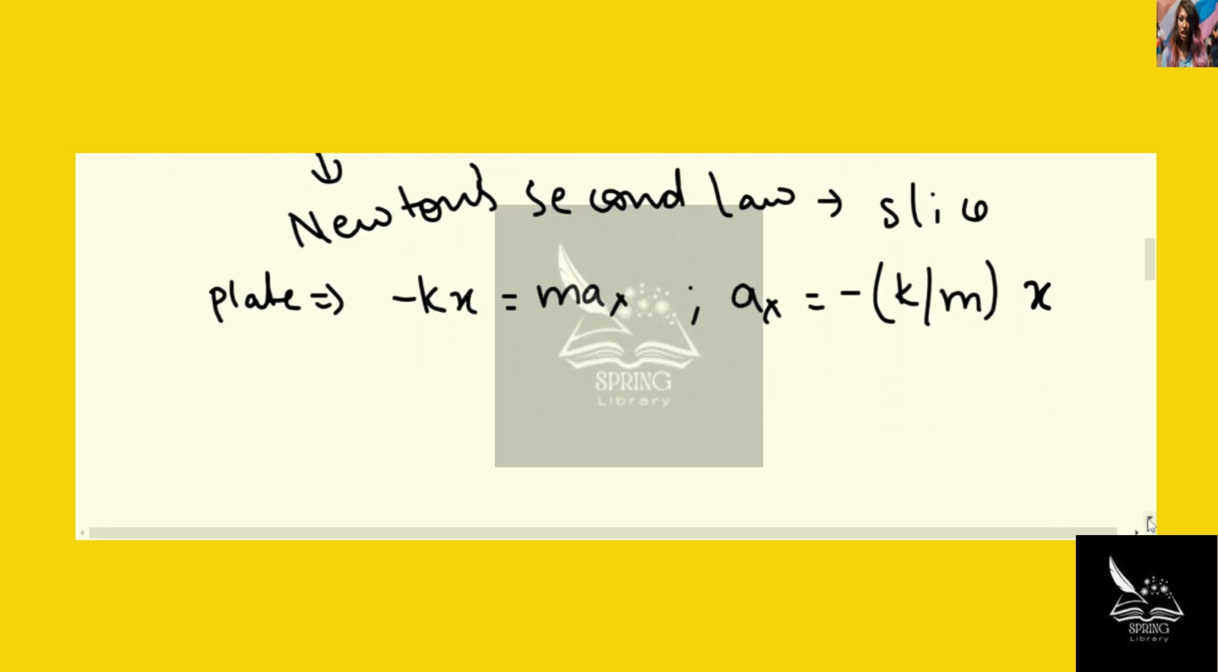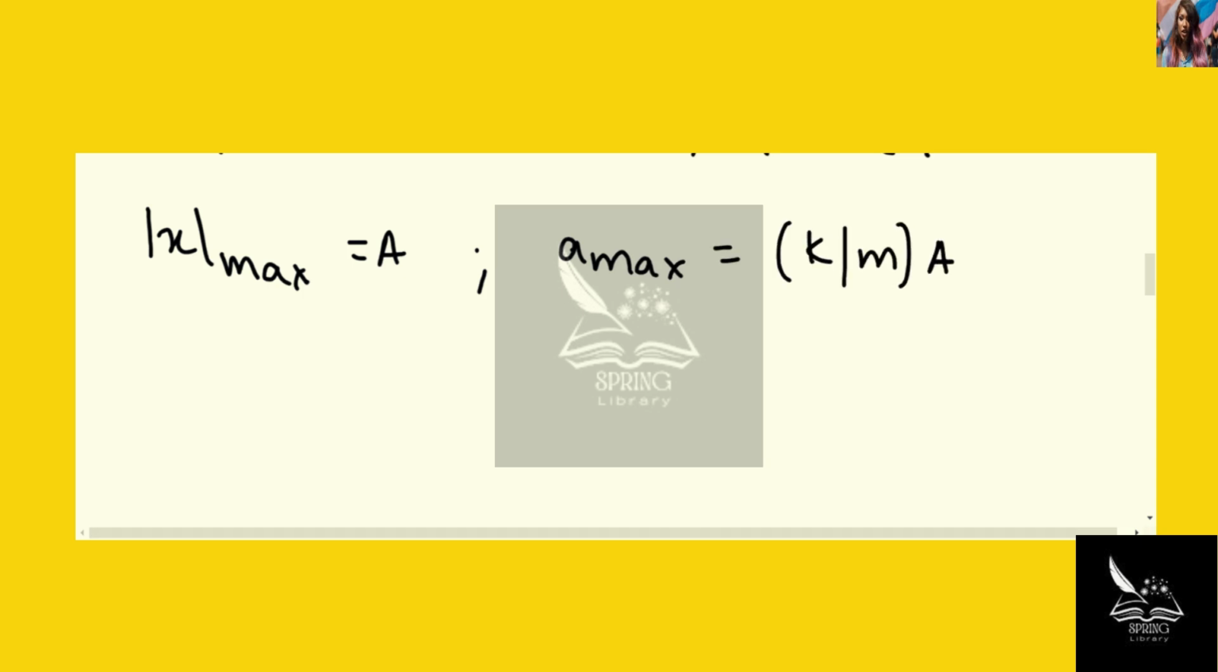With this, the maximum x is A, the amplitude. So the maximum acceleration, a max, will be (k/m) times A, because it is (k/m) times x. Understood this?